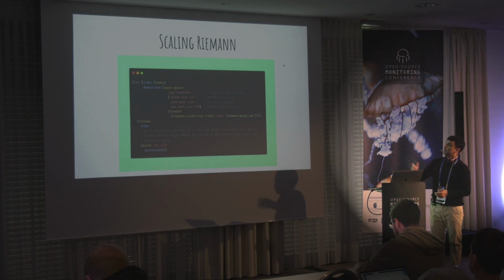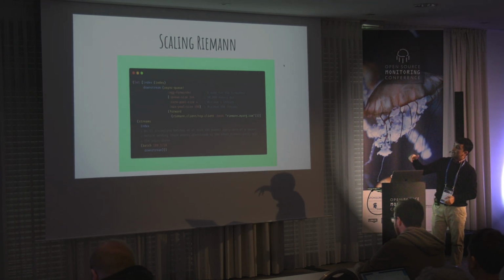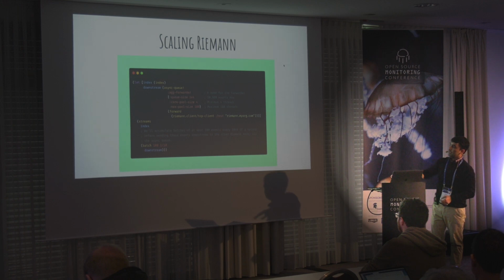In this example, you can see we are using async queue and batch together to basically talk to some downstream service. It can be InfluxDB or anything you can think of.